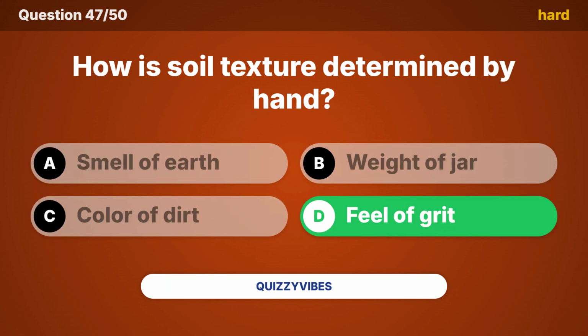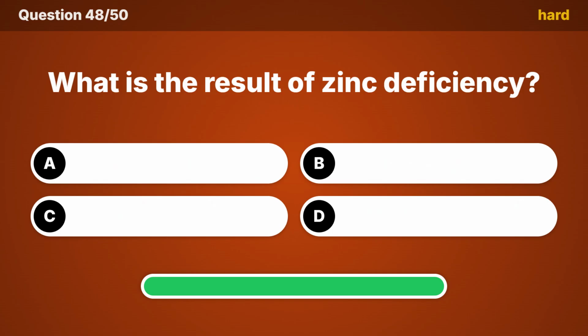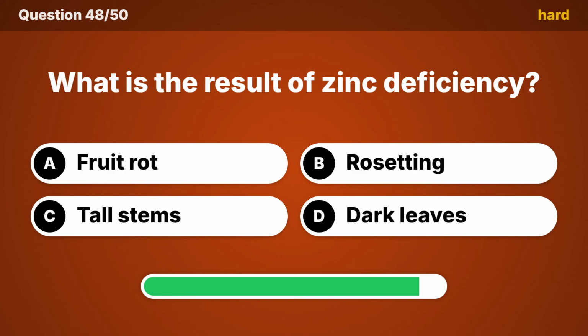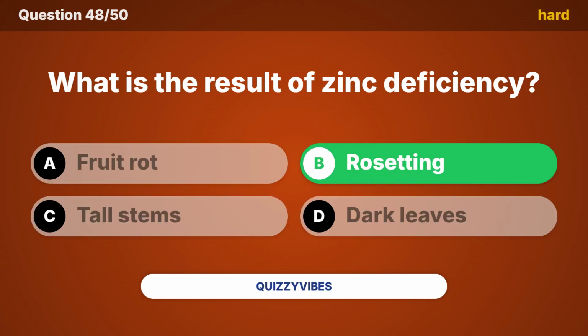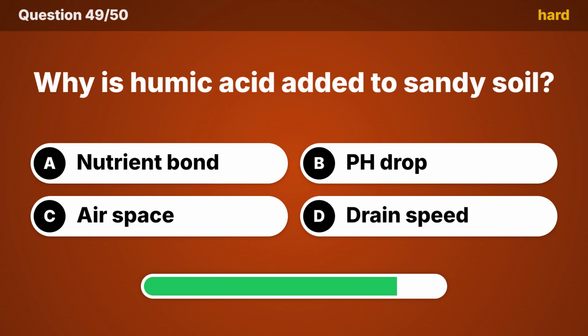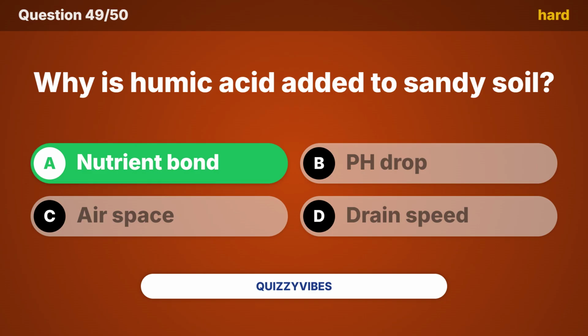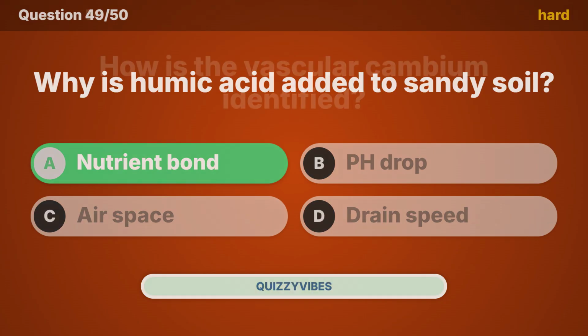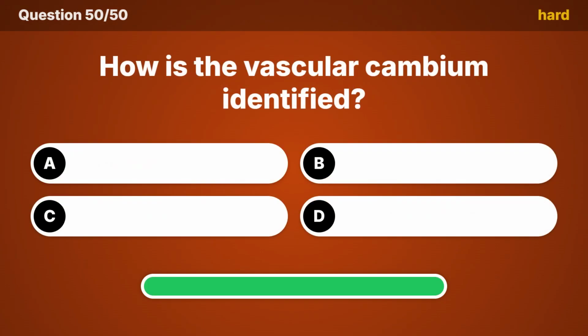Answer, feel of grit. What is the result of zinc deficiency? Here is the answer, rosetting. Why is humic acid added to sandy soil? Answer, nutrient bond. How is the vascular cambium identified?